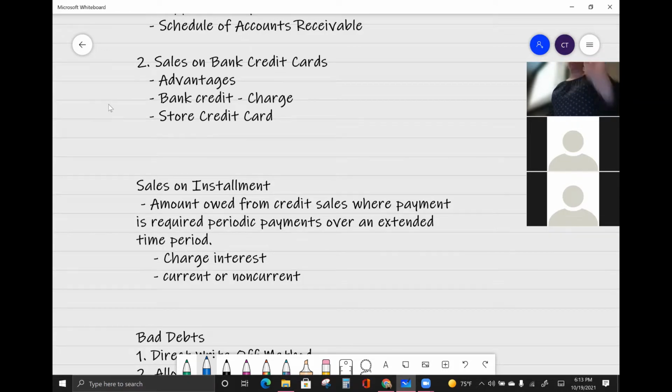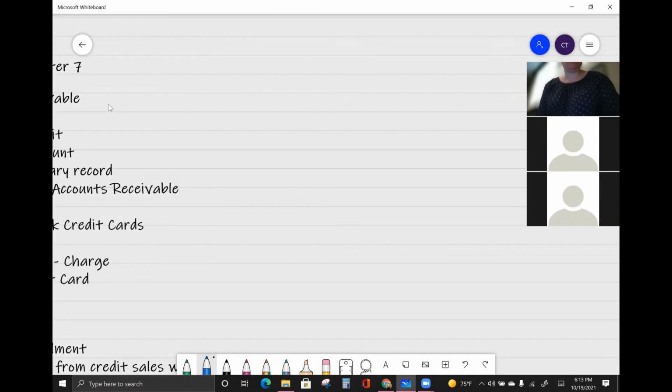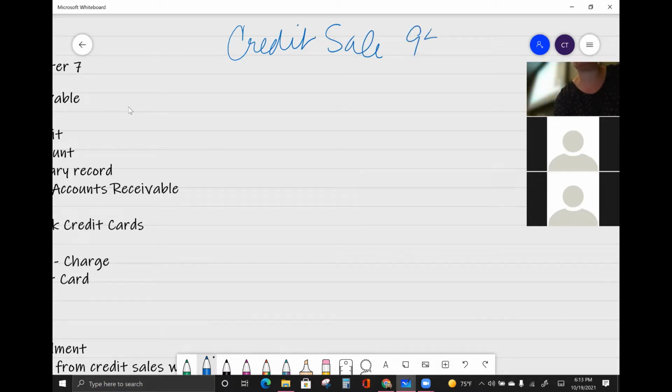All right, so let's look at one real quick. Let's say we have a sale on credit. It's for $950. And let's say we sold it to this comp store. So when I make a credit sale, what's part of my journal entry at that point? I haven't received the money, right? So I can't debit cash. I didn't receive cash. So what am I debiting?